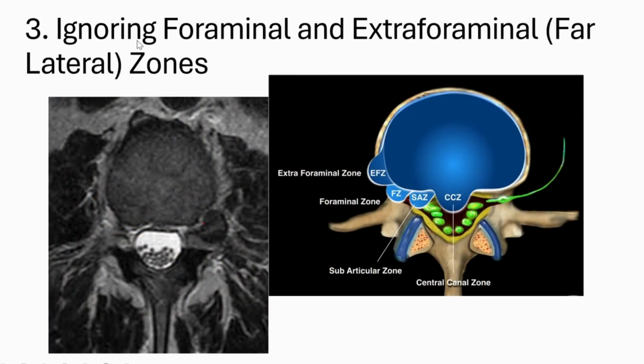Now next is ignoring foraminal and extraforaminal disc herniation or pathology. In this image, we can see the different locations of disc herniation, that is central, subarticular, foraminal and extraforaminal. Many reports only focus on the central canal, that is, central canal stenosis or narrowing.